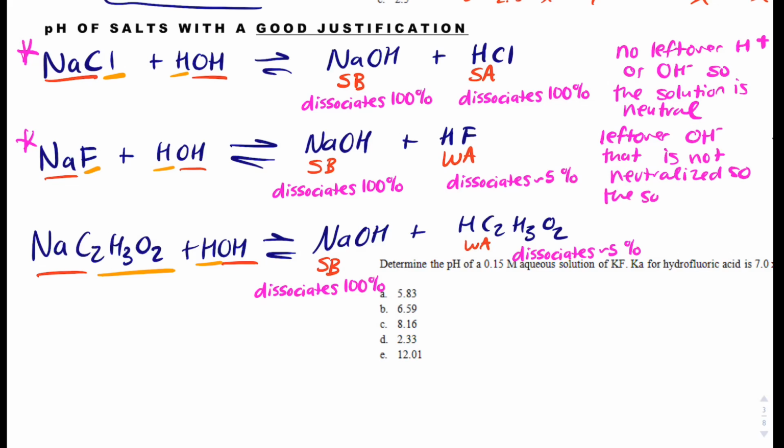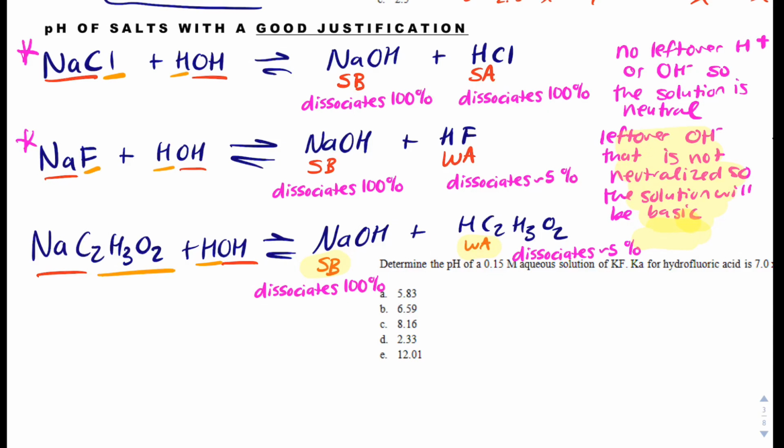So the solution will be basic. Okay. And that is the same answer for this last one because I have a strong base and a weak acid. Okay, that is the type of justification you need on an FRQ.